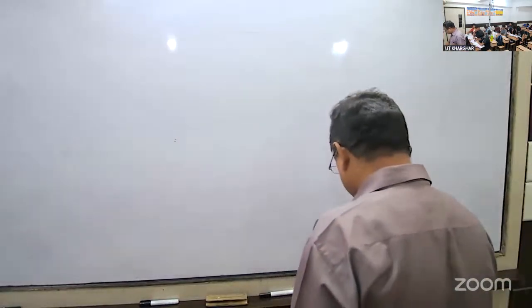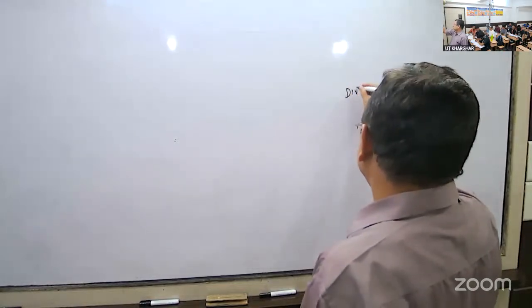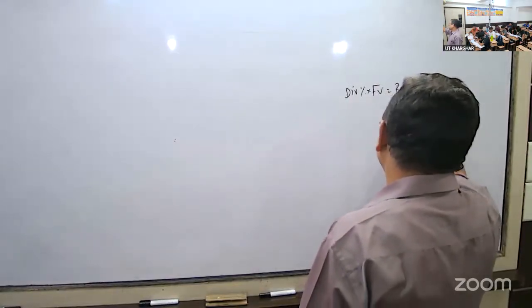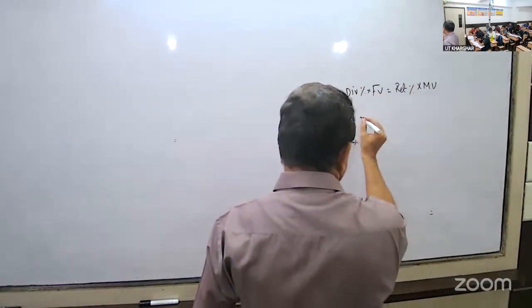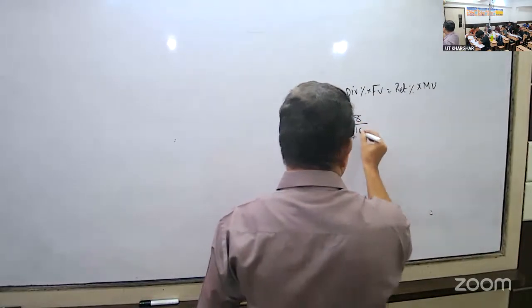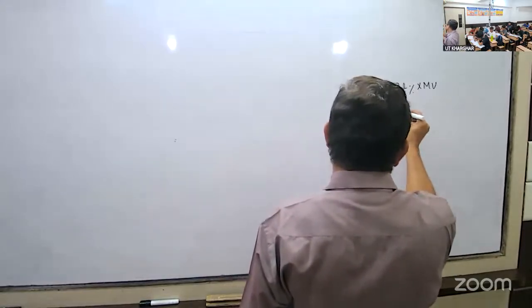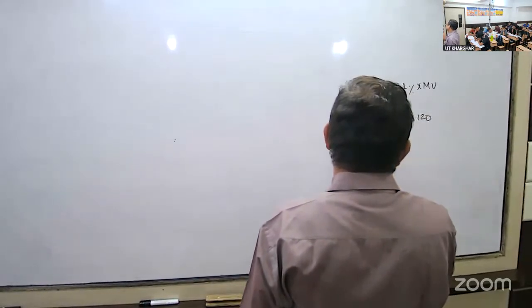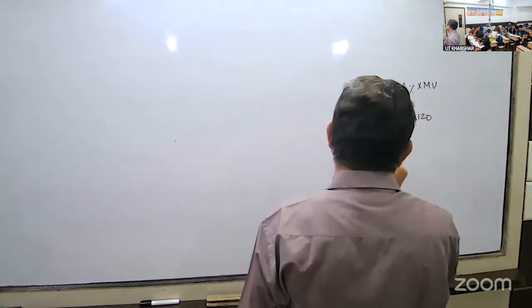Dividend percent is 8%. Now write: dividend percent into nominal value or face value is equal to return percentage into market value. 8 by 100 into 100 is equal to R by 100 into 120. So 8 into 100 divided by 120 is equal to R.